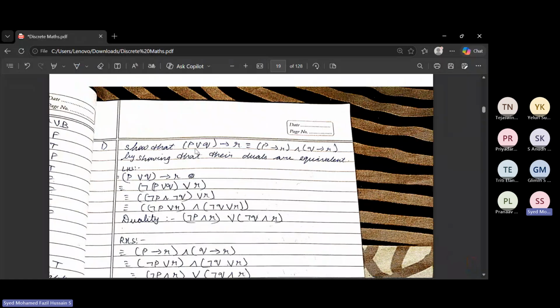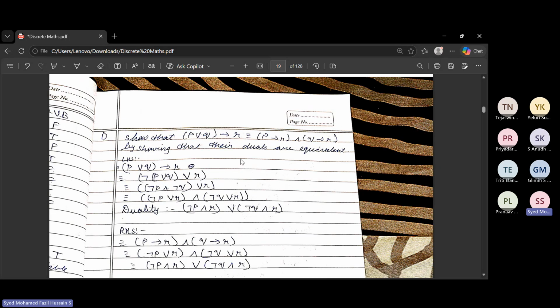Here there's an example of showing that P or Q then R is equivalent to P then R and Q then R. So we just have to show that they are equivalent by using the duals.